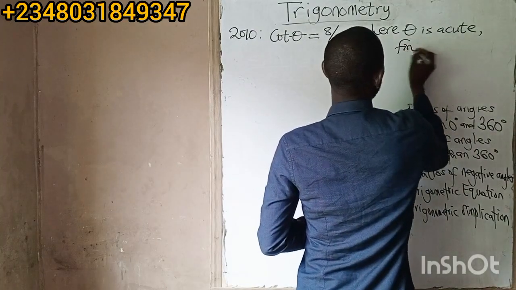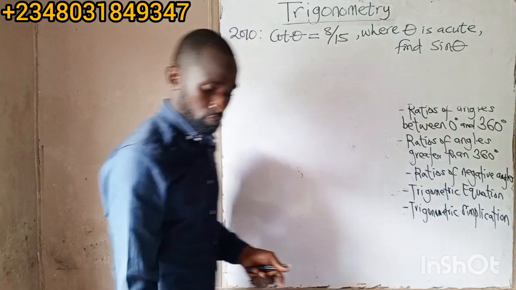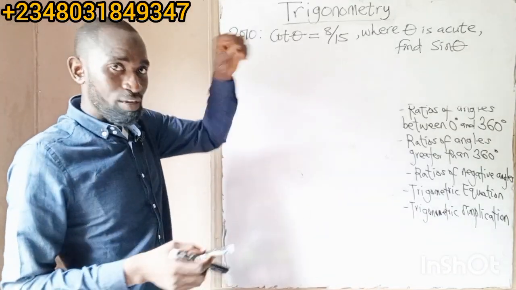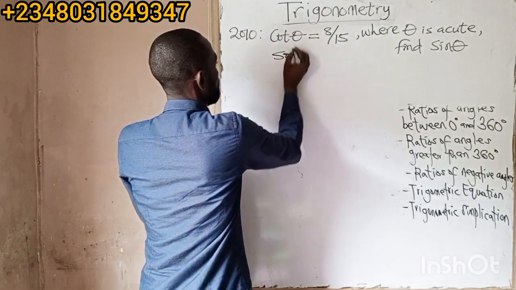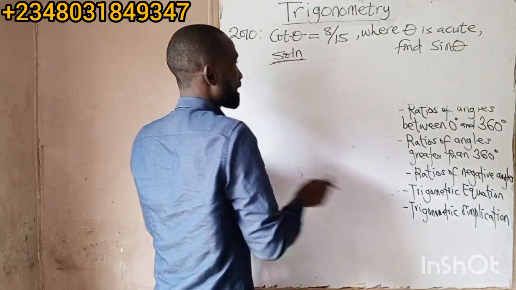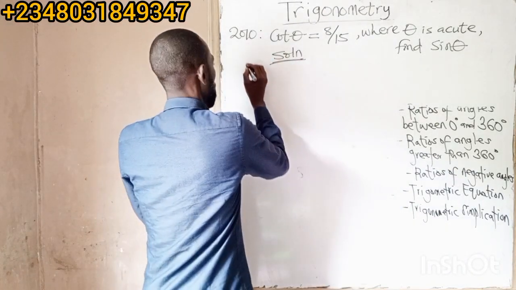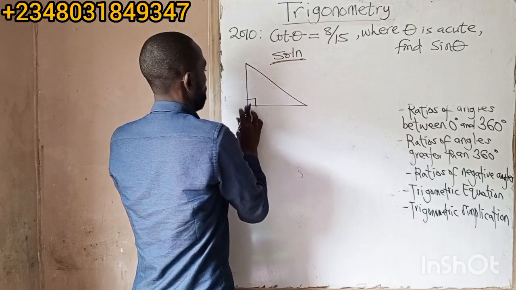We now also find sin theta. So I told you, if a ratio is given, the first thing to do is draw a right angle triangle. Okay, so solution. That's the format, class, please. You are given a ratio, draw a right angle triangle first. So we have a right angle triangle here. This is theta.